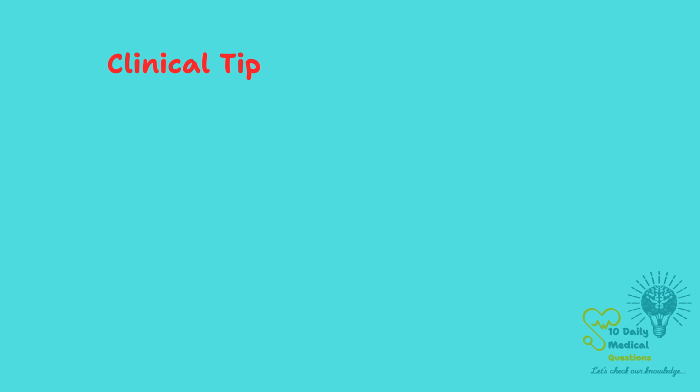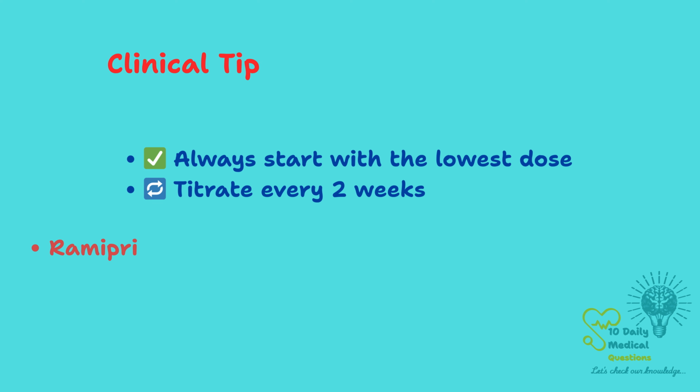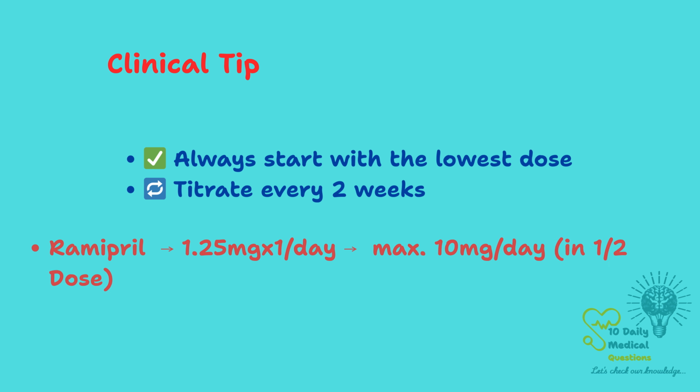Dosing. Dosing should always follow the principle: start low and go slow. Begin with the lowest recommended dose and double it every 2 weeks until reaching the target or maximum tolerated dose. For instance, ramipril typically starts at 1.25 mg once daily and can be increased to a maximum of 10 mg per day, either in 1 or 2 divided doses.